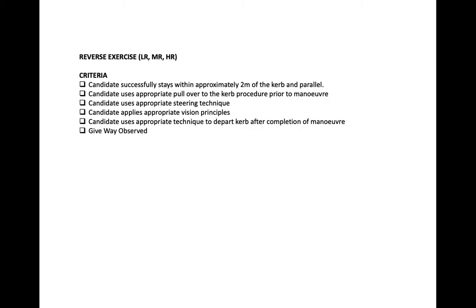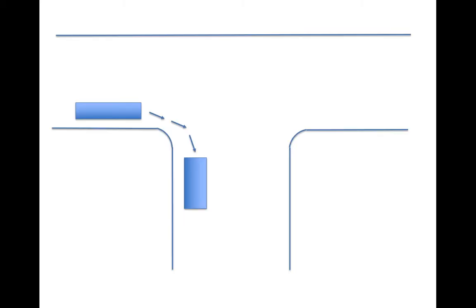And here's our reversing exercise, LR, MR, HR, and I just put a little simple diagram. So diagram number 1 shows reversing around the corner, and diagram number 2, which is rarely assessed at Queensland Transport, but is still in the Q-Safe manual, is reversing across the corner.